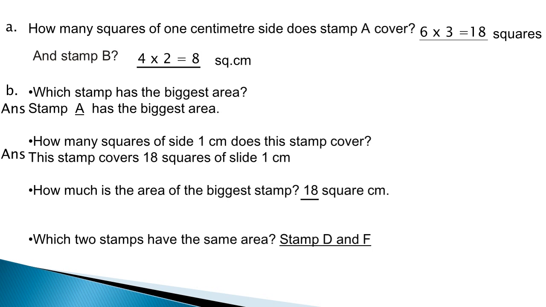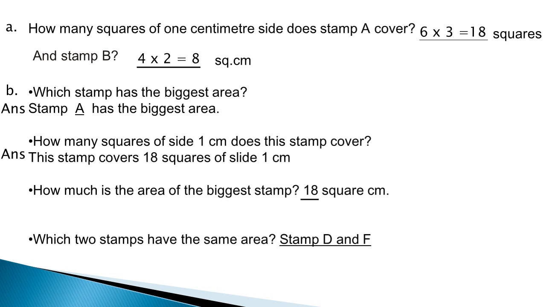Next question. Which stamp has the biggest area? Stamp A has the biggest area. How will you find this? You have to find out the area of all the stamps. Then only you will be able to compare and understand which stamp has the biggest area. How many squares of side 1 centimeter does this stamp cover? This means the biggest stamp, that is stamp A. This stamp covers 18 squares of side 1 centimeter. So 6 into 3, 18 squares.